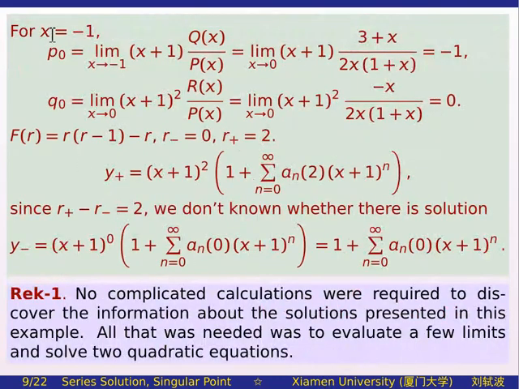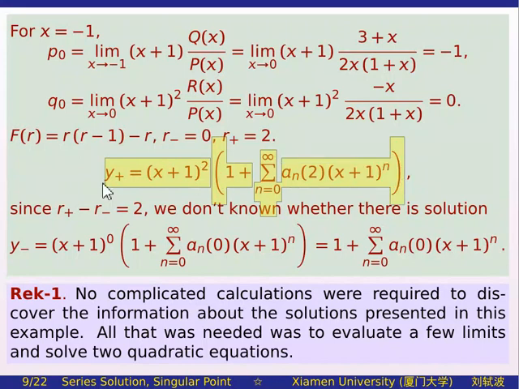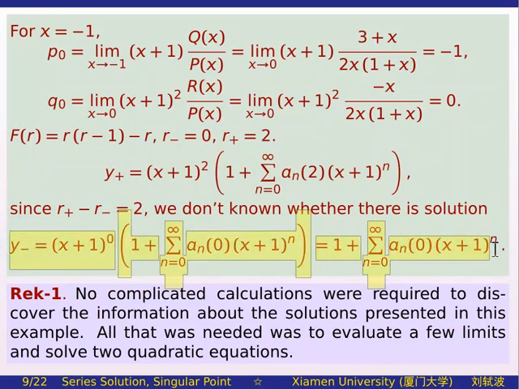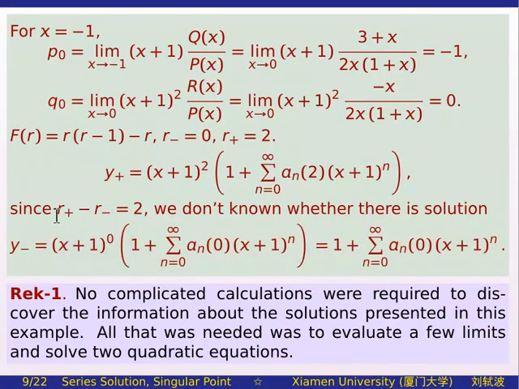And for the other singularity, x equal to minus 1, we have a good solution, that is y plus. This is a second order polynomial multiplied by an analytic function, so this is a very good solution. But for the other solution, up to now we do not have enough information. Because this is the exceptional case we have considered, we need to study further to see whether we can obtain the second solution of our equation near the singularity x equal to minus 1.